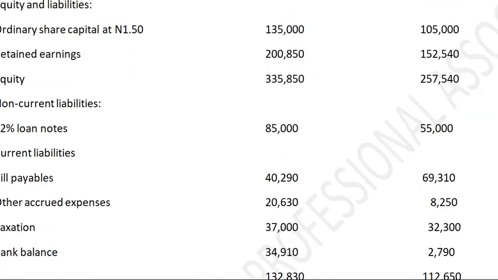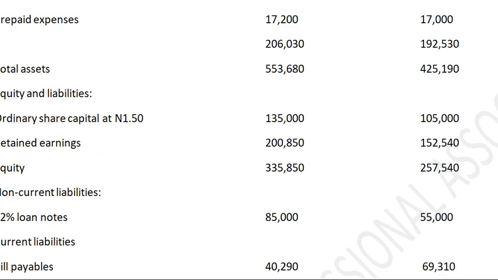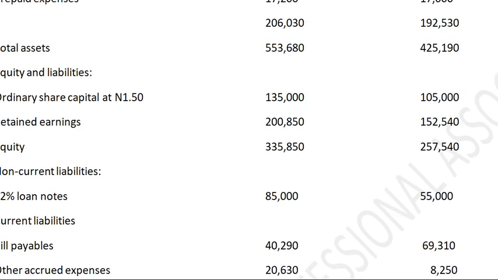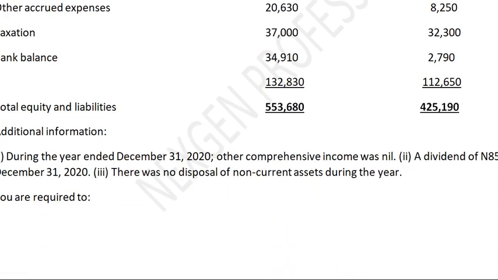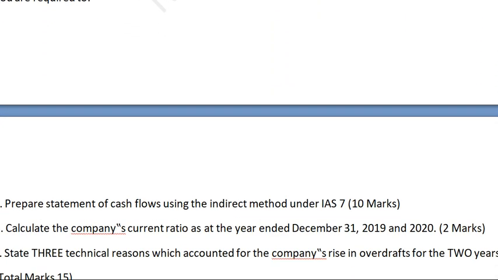I told you in our previous class that for you to determine the tax paid for the year, it is opening plus the current year tax minus the closing. And so we have it. You can still see it. 32,300, please. Check very well. 32,300 plus 37,000 minus the closing will give you the tax paid. Yes.